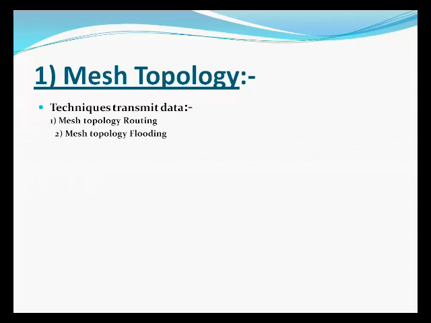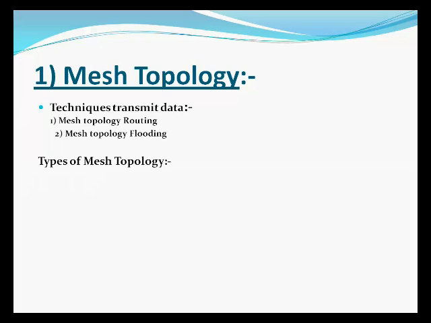Next is mesh topology flooding. In flooding, the data is transmitted to all the network nodes. Hence, no routing logic is required. The network is robust and it is very unlikely to lose data, but it leads to unwanted load over the network.